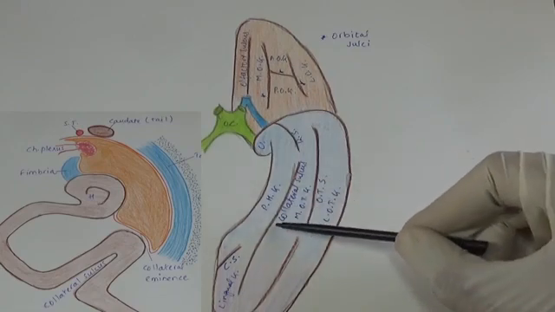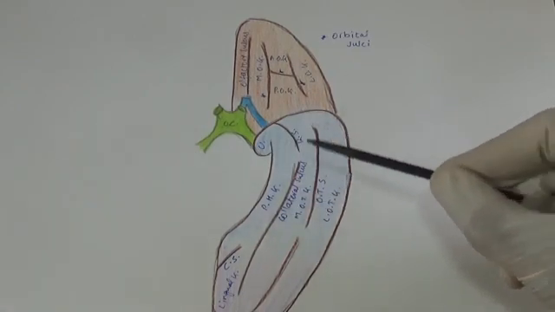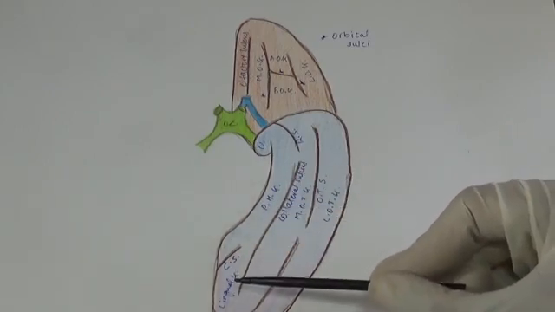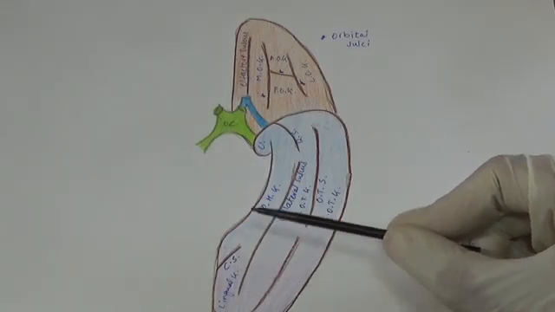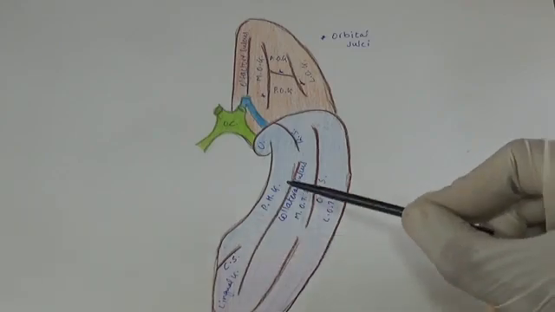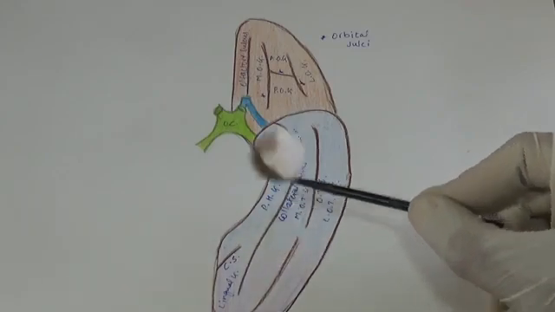This is another example of a complete sulcus. So far we have discussed two complete sulci: the anterior part of the calcarine sulcus and the collateral sulcus. This is producing the calcar avis and this is producing the collateral eminence.